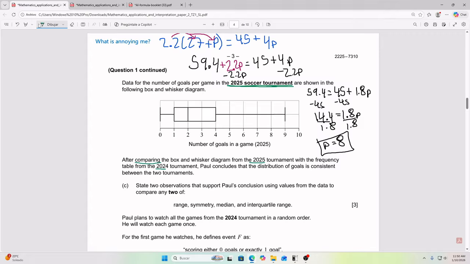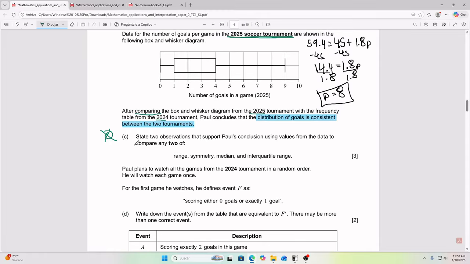Our good old friend Polly, who's a big mathematician, says that the distribution of goals is consistent between the two tournaments. And for part C, we need to state two ways in which we support our good old friend Polly, because you've got to support your friends.